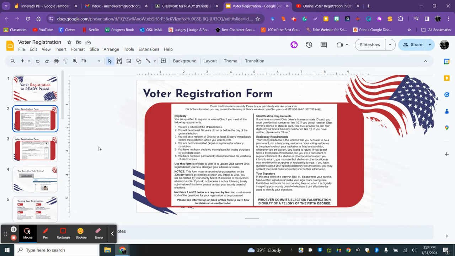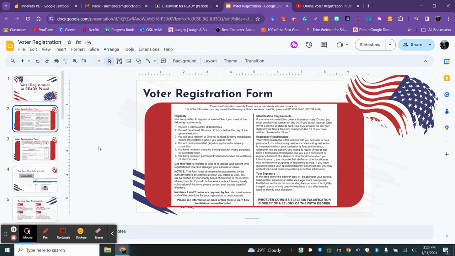Identification requirements. If you have a current Ohio driver's license or state ID card, you must provide that number on line 10. If you do not have an Ohio driver's license or a state ID card, you must provide the last 4 digits of your Social Security number on line 10. If you have neither, please write none.